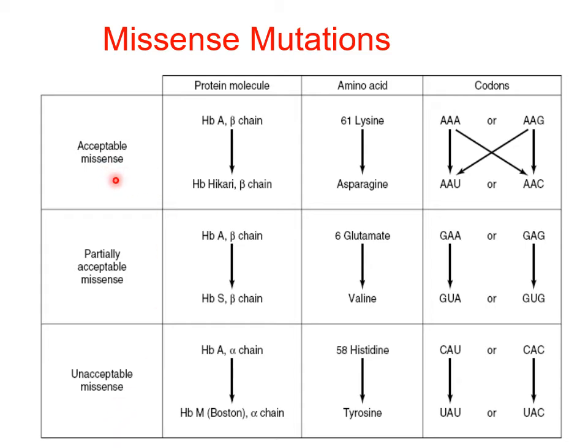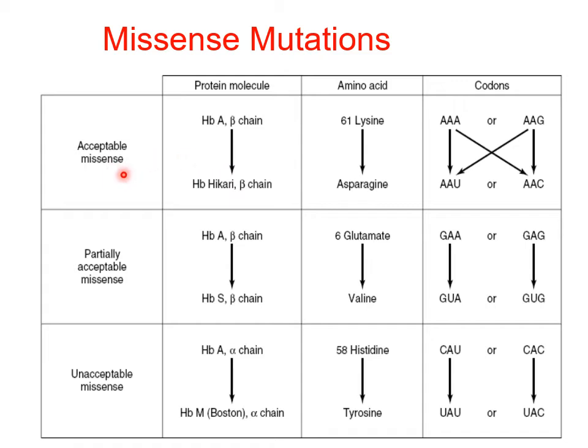Now coming to the acceptable missense mutation, what it means here is there is a change in the amino acid in the protein structure, but this does not alter the functioning of the protein. Probably this could be because the change in the amino acid may be at a position in the protein structure which is not critical to the functioning of the protein, or it could be because the change has taken place in such a way that a similar amino acid with similar physical properties has been added.